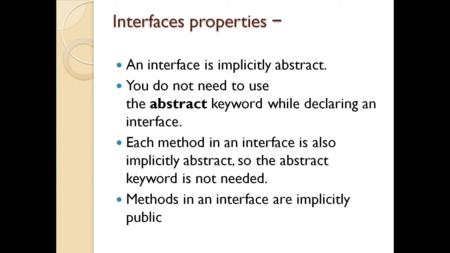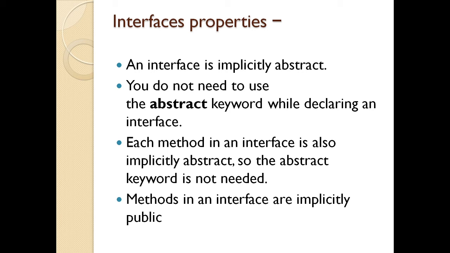Now let's see the properties of an interface. An interface is implicitly abstract. We do not need to use the abstract keyword while declaring an interface. Each method in an interface is also implicitly abstract, so the abstract keyword is not needed. And methods in an interface are implicitly given the public access specifier because the definition of the method is given in the class which is deriving or implementing the interface.